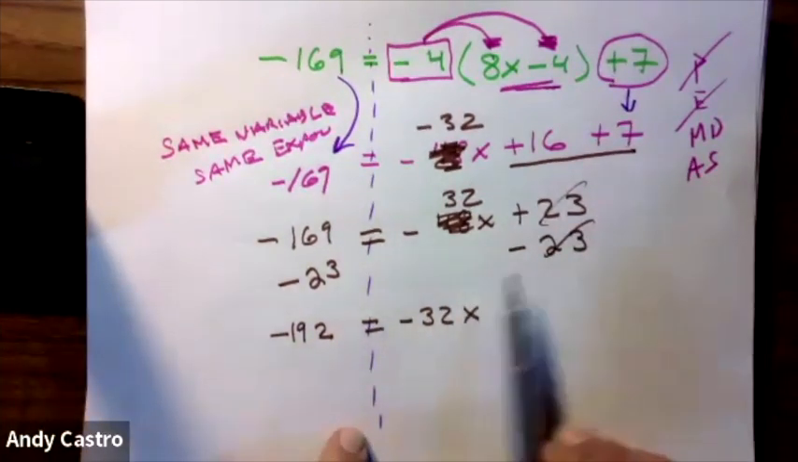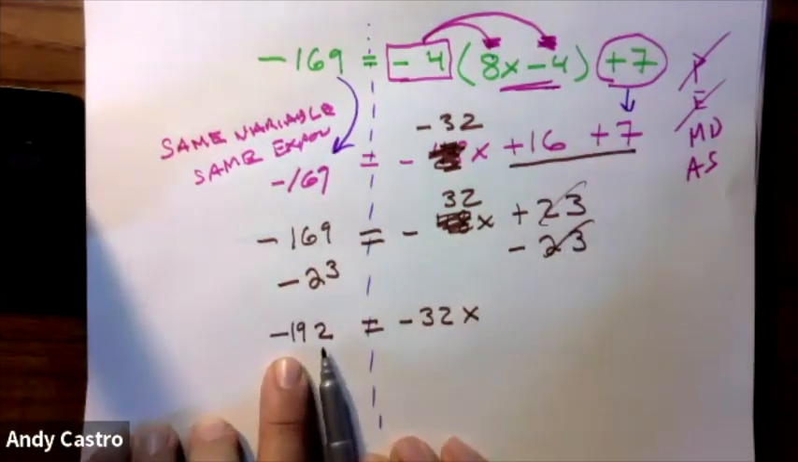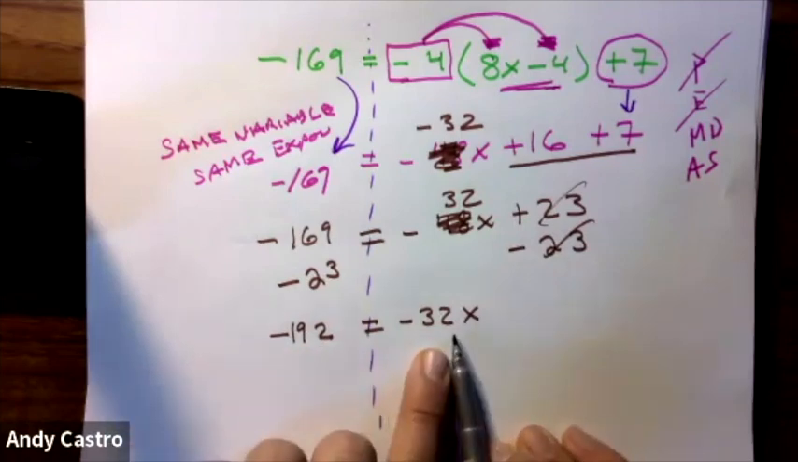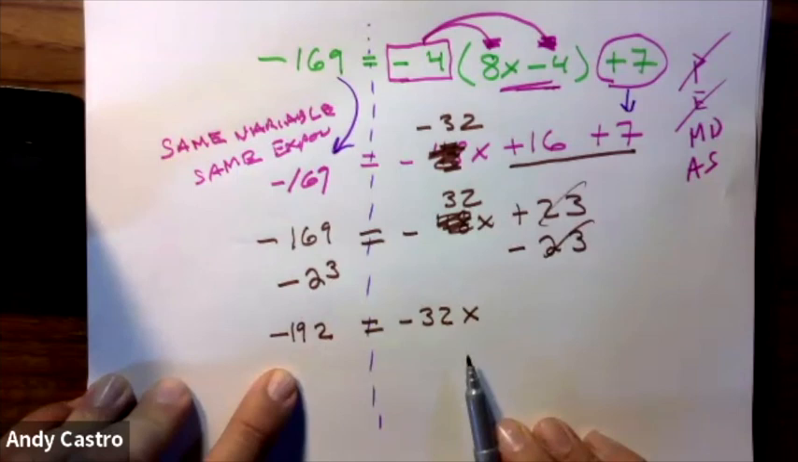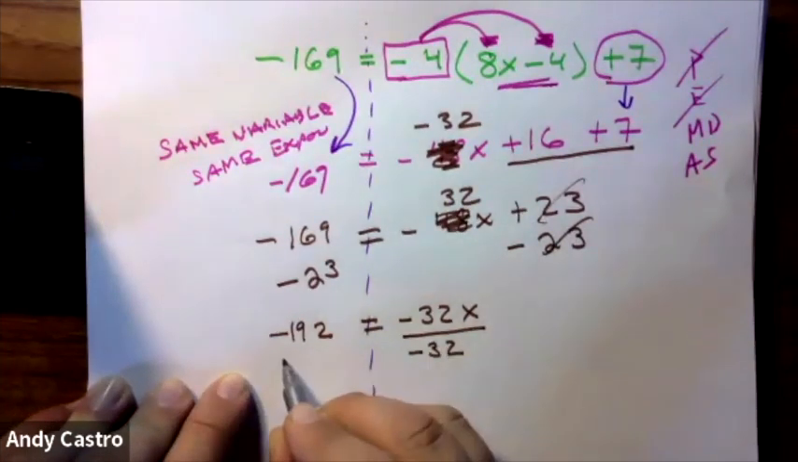All right. So I've subtracted the 23 from both sides. Now I'm left with negative 192 is equal to negative 32 times x. Now here, I can divide both sides by negative 32.